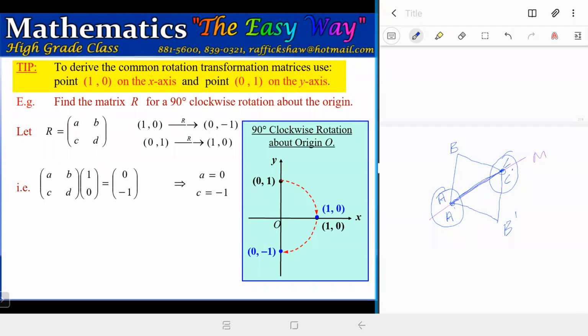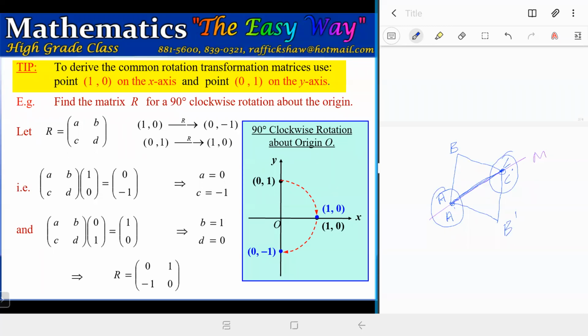We do it again for the other point, because one point is going to give you 2 of the values, and the other point is going to give you 2 other values. So here we are doing it for the other point, which is (0, 1) onto (1, 0). And that's going to tell you the other 2 values, B and D. And then once you have A, B, C, and D, then you know the matrix. And that is the matrix for the clockwise 90-degree rotation.